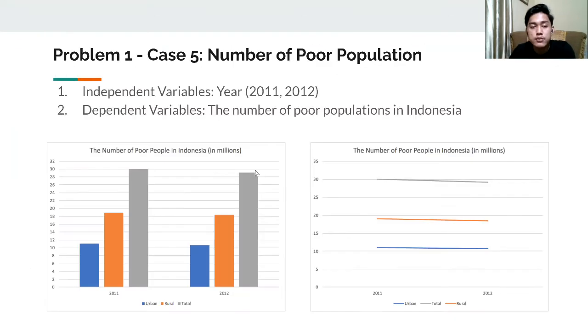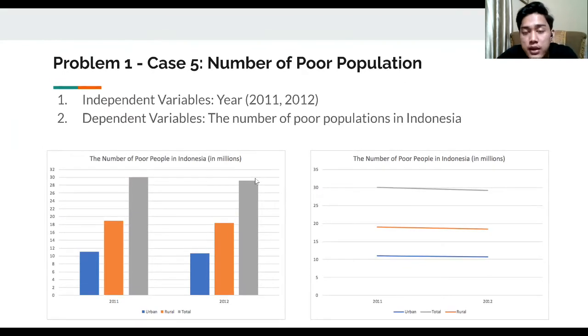And then we move to case 5, which talks about the number of poor population in Indonesia. The independent variable is the year, and the dependent variable is the number of poor population in Indonesia. Based on the graph, we can see that there are 3 lines here: the urban areas, rural areas, and total areas. Based on our interpretation, the number of poor population in Indonesia decreased in 2012 compared to 2011 by around 890,000 people. And there is also a decreasing trend in both rural and urban areas.